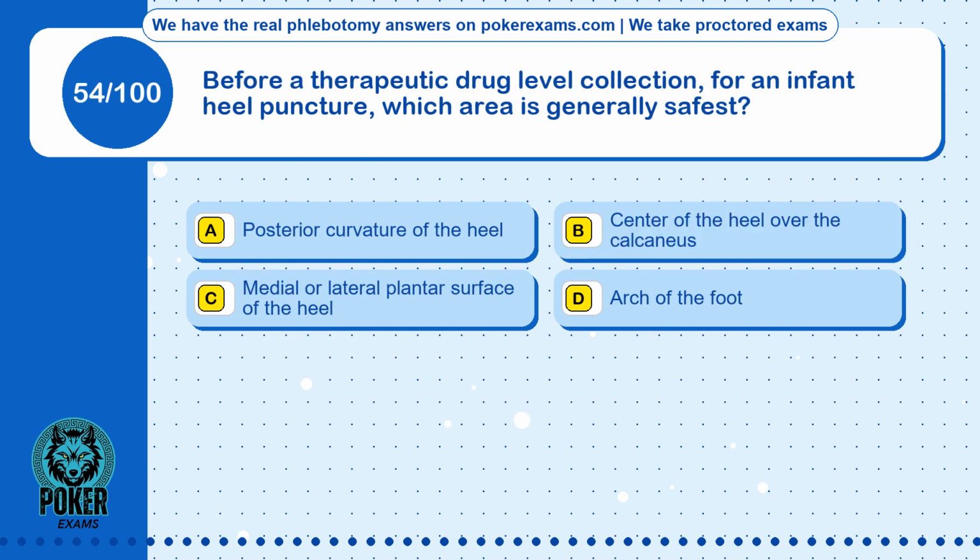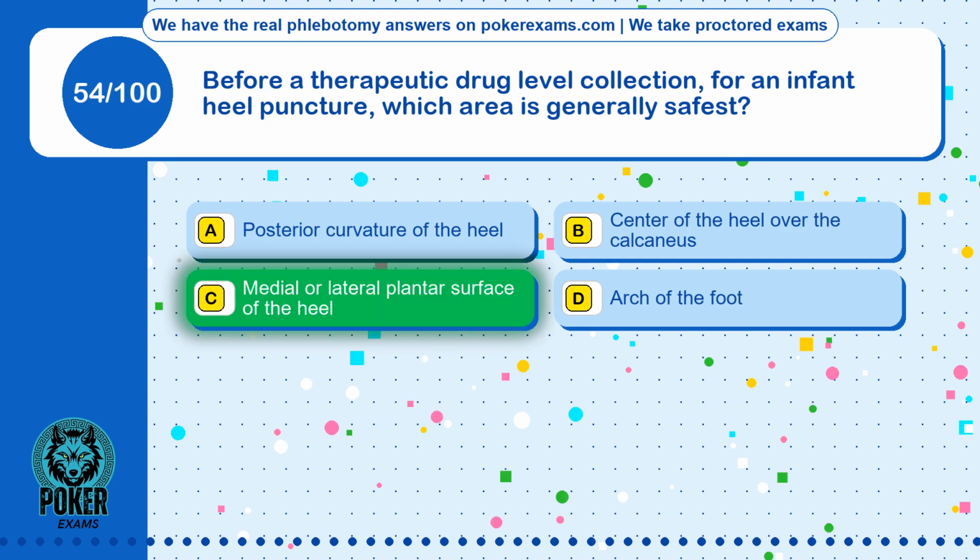Question 54. Before a therapeutic drug level collection, for an infant heel puncture, which area is generally safest? Option A. Posterior curvature of the heel. Option B. Center of the heel over the calcaneus. Option C. Medial or lateral plantar surface of the heel. Option D. Arch of the foot.